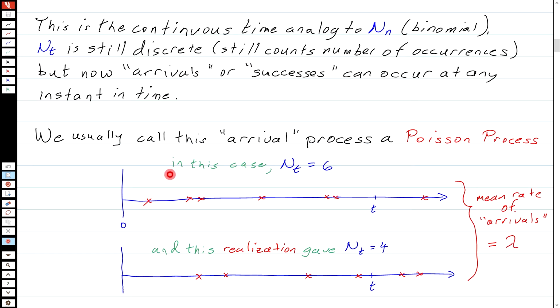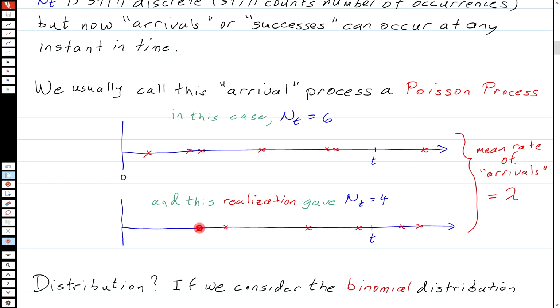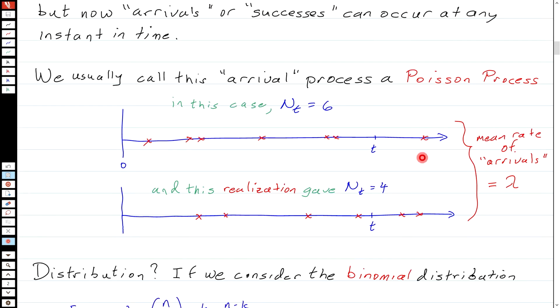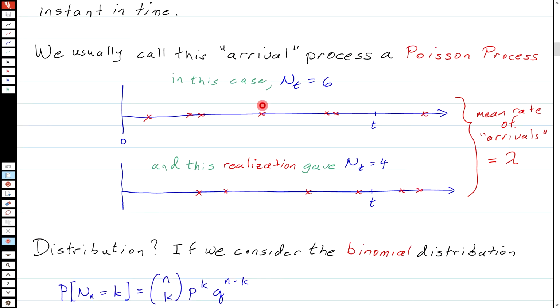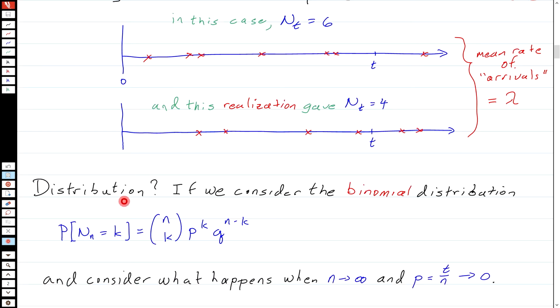So this N_t, the number of arrivals in time interval t, was 1, 2, 3, 4, 5, 6. The 7th arrival occurred after time interval t. And in the next realization of this process, the arrivals are going to be at different times, and this particular one gave me N_t equals 4. So I had 1, 2, 3, 4 occurring within time interval t, and the 5th one occurs after time interval t. So the number of arrivals in some time interval is random. Every realization will be different, or could be different. So we need to figure out what the distribution is.